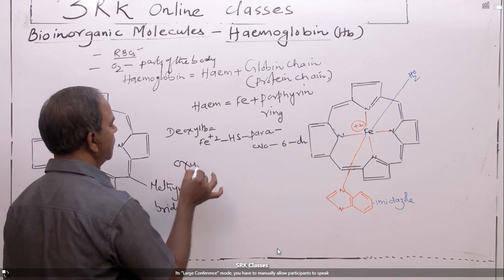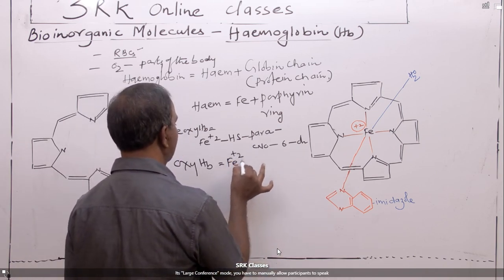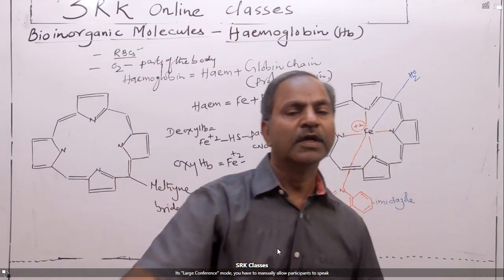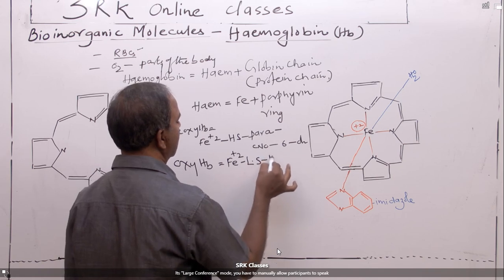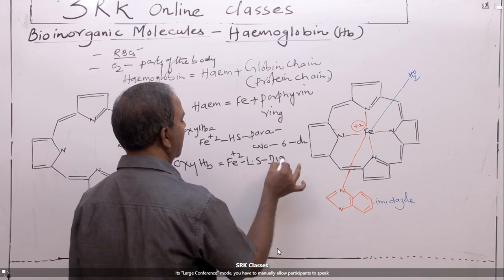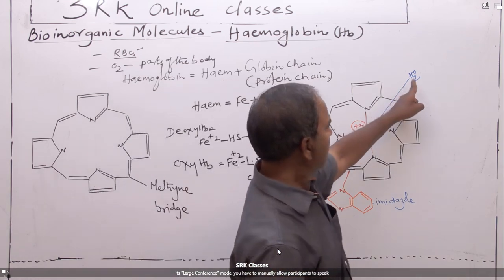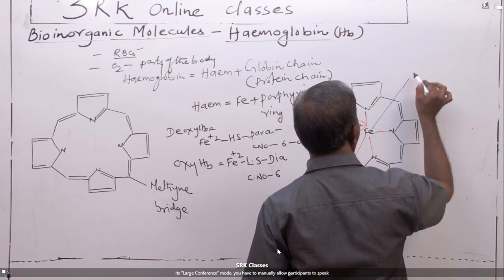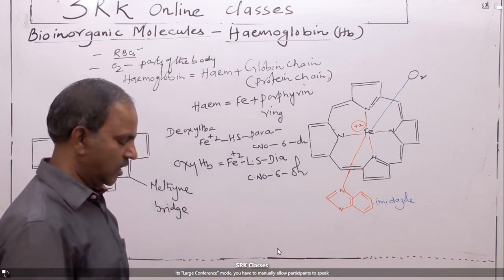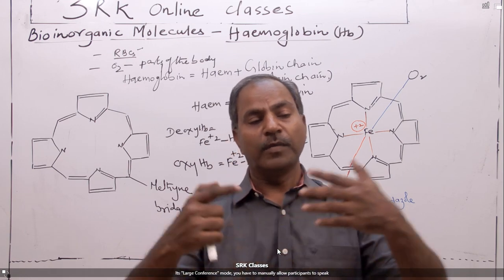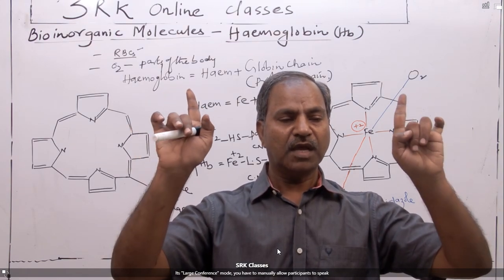Now, we talk about oxyhemoglobin. In this also, iron still remains as plus 2 only. Oxygen is a strong field ligand. Therefore, the 6 electrons are getting paired, and you are getting a low spin complex. The coordination number remains 6, instead of a water molecule, the oxygen molecule is bound like this. Geometry is still octahedral. So either deoxyhemoglobin or oxyhemoglobin, the iron oxidation number remains the same, Fe plus 2.